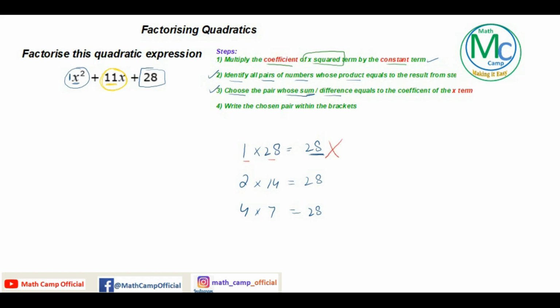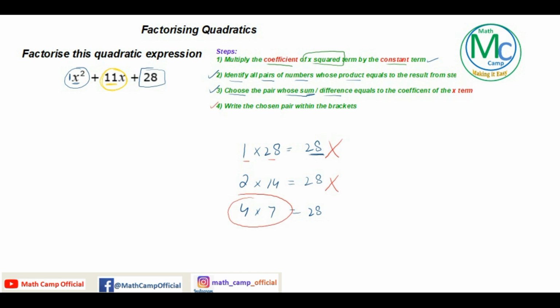Now second is 2 and 14. If we find the sum of 2 and 14, it will be 16, and the difference is going to be 12. So this is not going to be used again. Now third pair is 4 and 7. If we add it, we get 11. We are going to use this factor pair 4 and 7. So that's step 3 we have done.